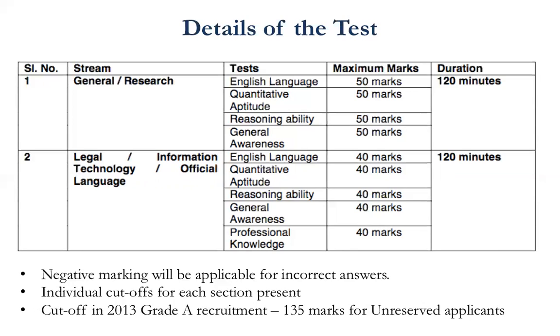Similarly, for the legal, information technology and official language streams, there are 5 sections in this case. A professional knowledge section gets added, and you have 40 marks in this, and the other sections remain as they are, but the number of questions decreases by 10. Again, this has to be solved in 120 minutes. Negative marking will be applicable for incorrect answers, so be careful that you don't randomly mark the answer options in the exam.